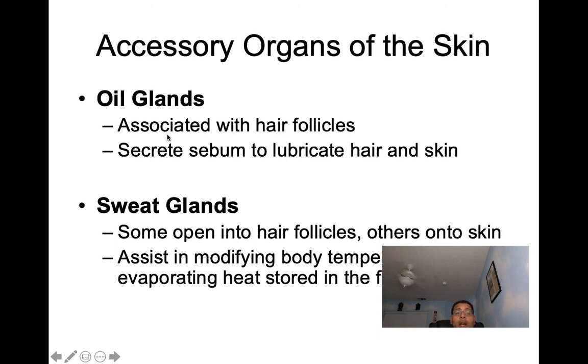And then last we can talk our glands. First we have oil glands, and these oil glands are going to be associated with hair follicles. And what they do is they secrete sebum to help lubricate hair and skin. And the last slide here, we can check out our glands. We have various glands. First, our oil glands, and they're going to be associated with hair follicles. They secrete sebum to lubricate hair and skin.